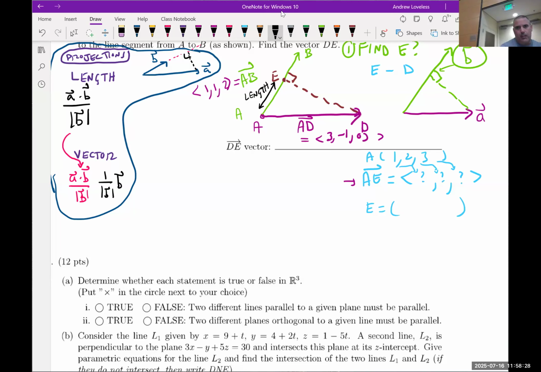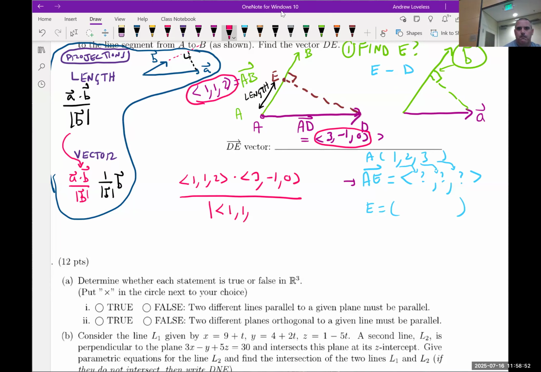And in fact, what I like about the formula is I remember it as follows. I find the two vectors. Those are the two vectors. I take their dot product. So I'm going to do 1, 1, 2, dotted with 3, negative 1, 0. And then I divide by the length of the thing I'm projecting onto. So I'm projecting onto AB. What's nice about this is it avoids you having to do a whole bunch of trig and finding the angles. It's a shortcut formula. So this is 3 minus 1 plus 0 over the square root of 1 plus 1 plus 4.